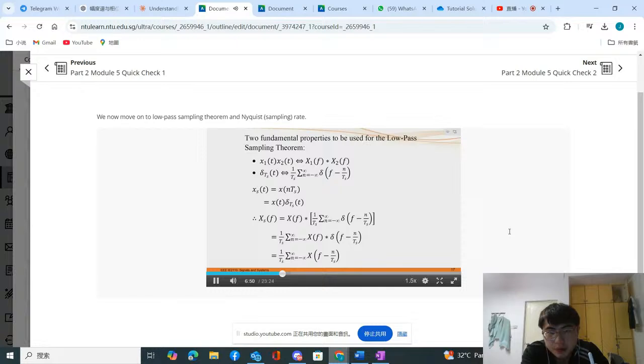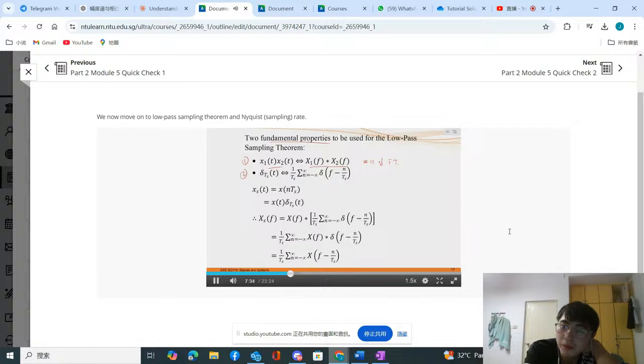Now, let us develop the low pass sampling theorem, and here we're going to use 2 fundamental properties. Number 1 is property number 11 of the Fourier transform. When you multiply 2 time domain signals, it becomes a convolution in the frequency domain. Okay, so multiplication in the time domain becomes a convolution in the frequency domain. So this is property number 11 of the Fourier transform.